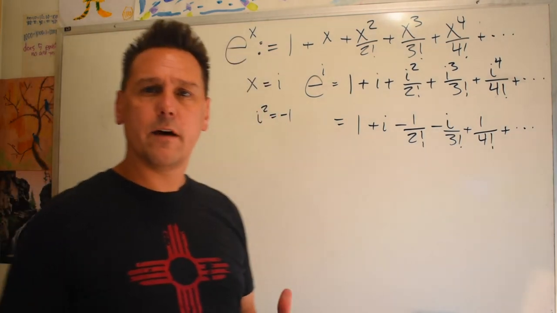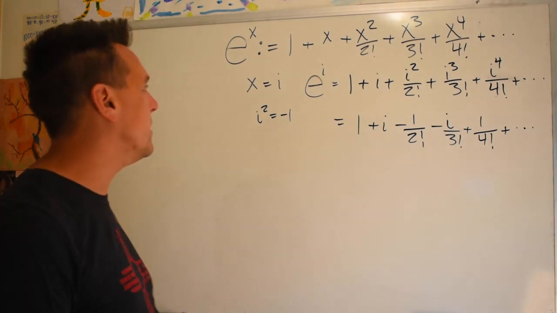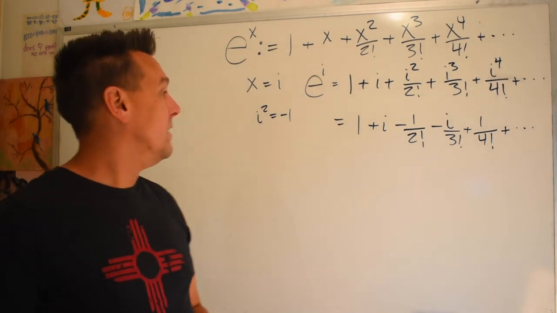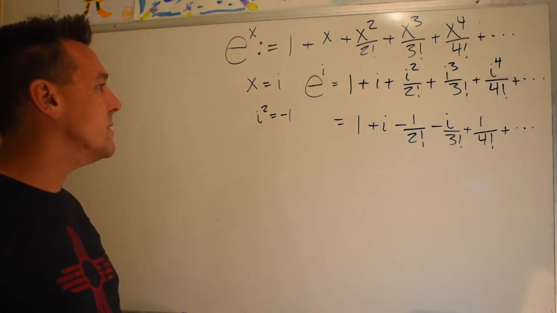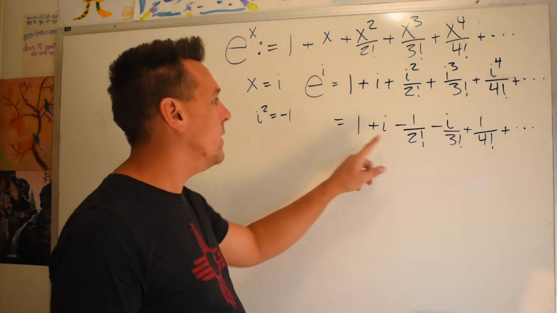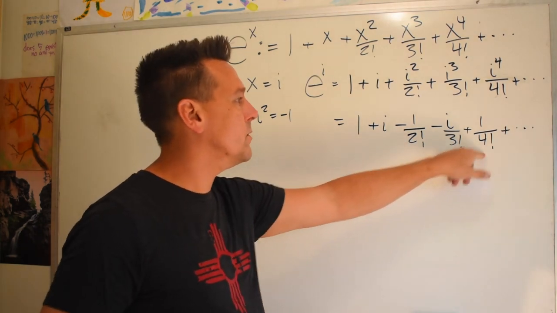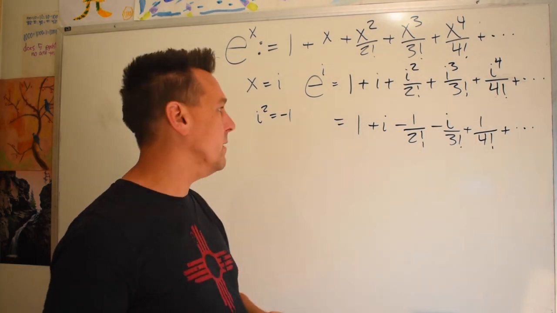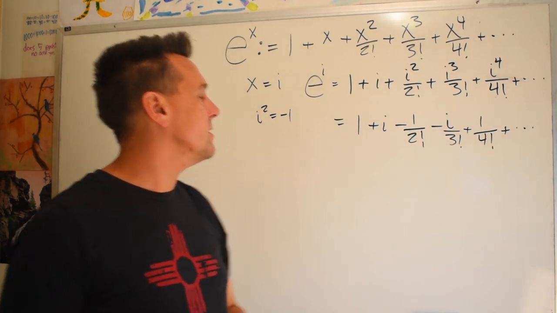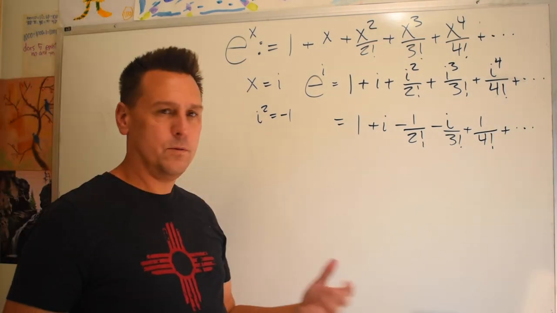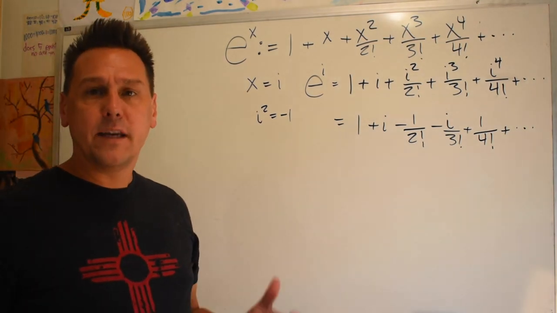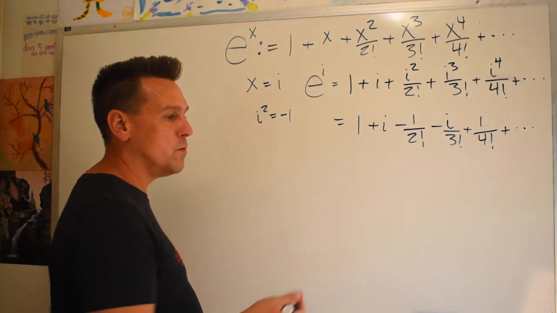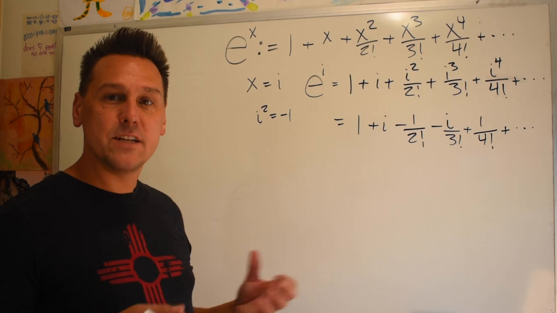The i's sort of fall out a little bit, but there's still a little bit of a mess there. e to the i isn't going to be some nice magical number, at least not for these purposes. It's going to have a real part: 1 minus 1 over 2 factorial plus 1 over 4 factorial minus 1 over 6 factorial. Every even term is going to turn out to be real. Every odd term is going to turn out to have an i there. And so while we don't get any great insight from plugging in i, we also see it's not so hard. No big deal.